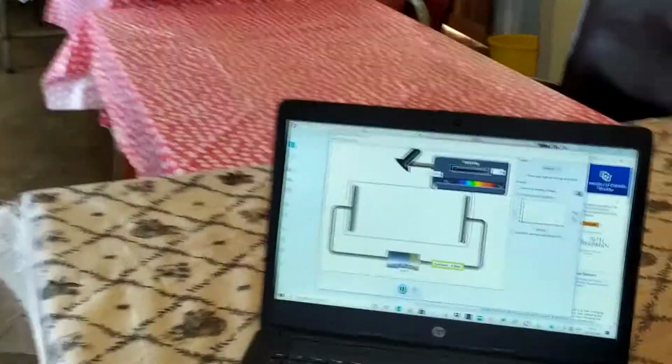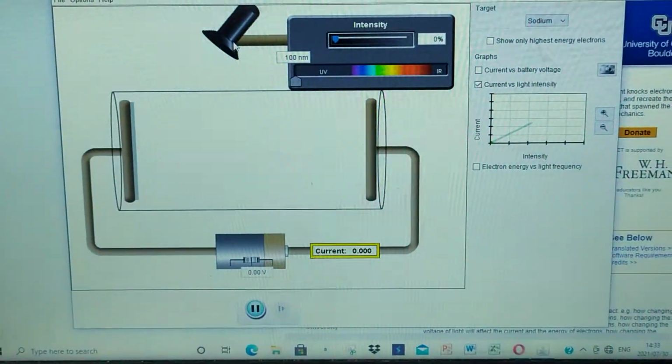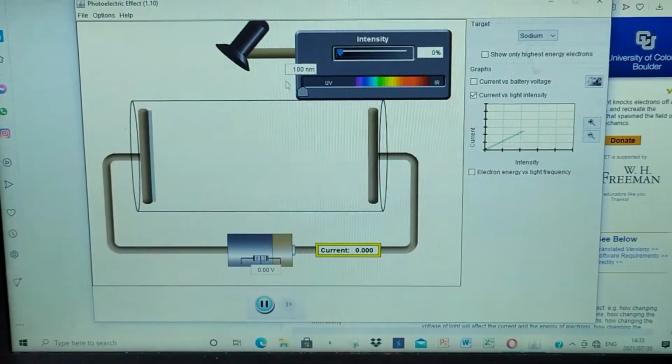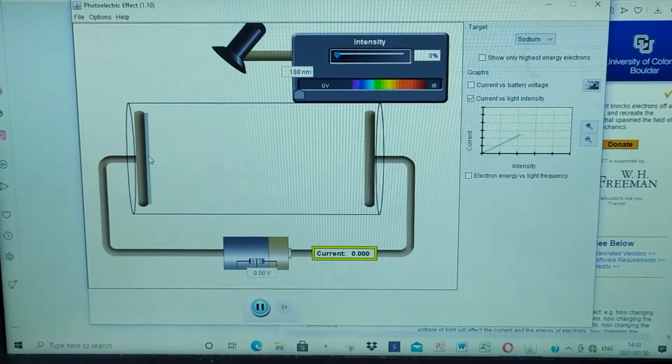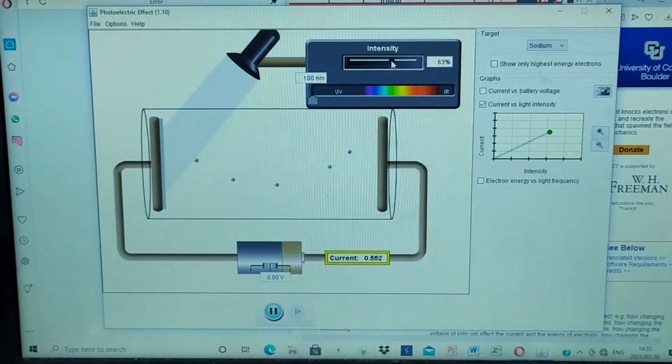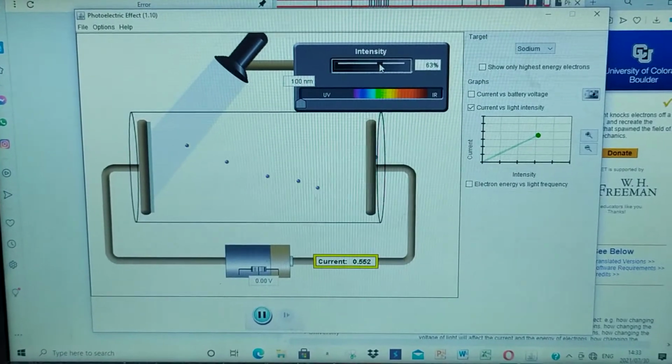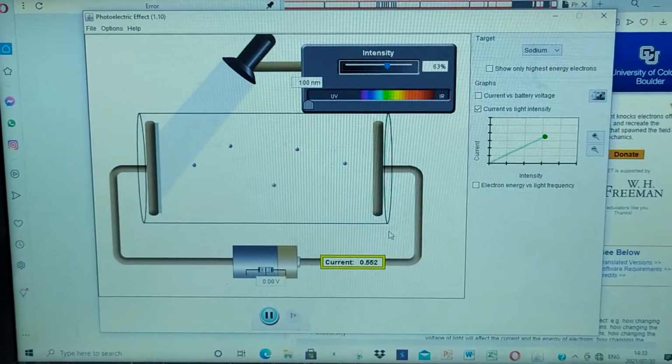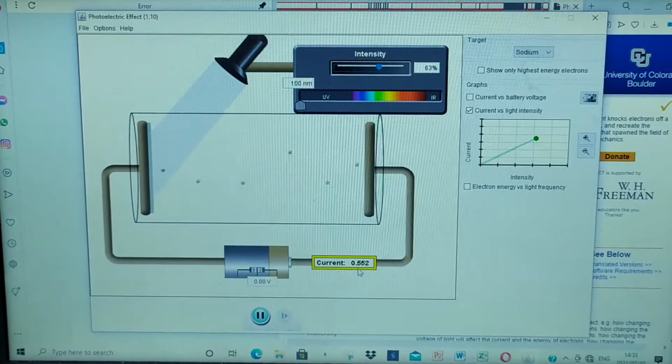Today we are going to be investigating the relationship between light intensity and current. As you can see displayed on the screen, we have the source of light that is radiating UV light onto sodium metal. When we increase the intensity of light from 0% up to 63%, the current that was at 0% increases from 0 to 0.552.